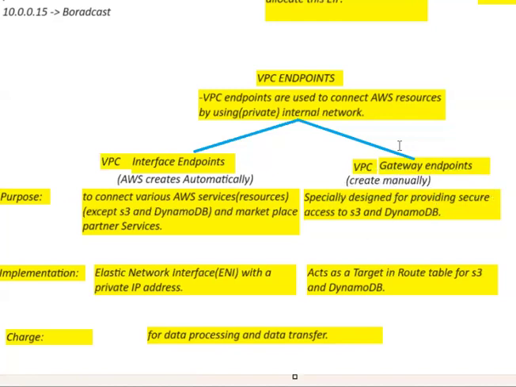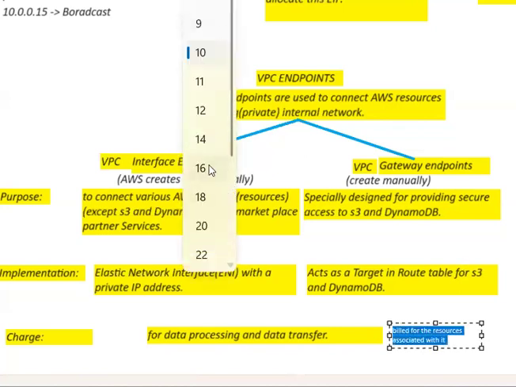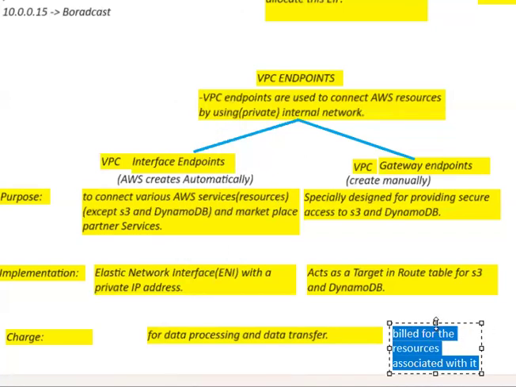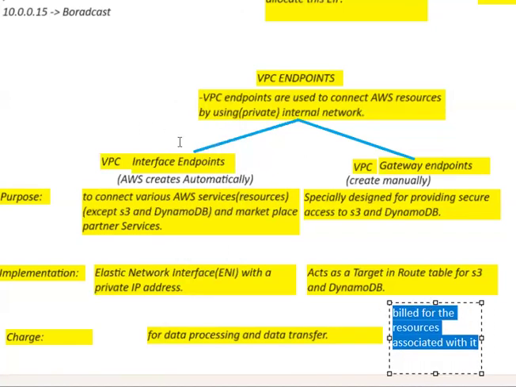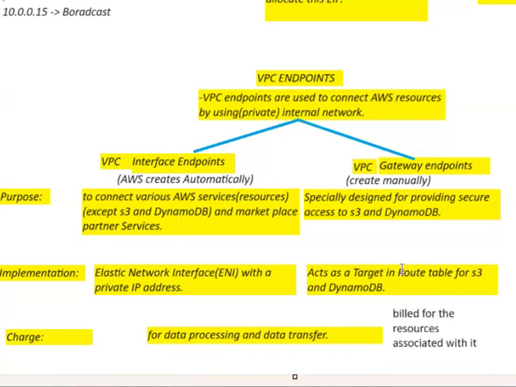Coming to charges, the VPC gateway endpoint will charge you for association as well. If you associate this gateway endpoint to any service, you will be charged. Coming to the VPC interface endpoint, it is automatically created by AWS. So this is how the VPC endpoints will be. I hope we covered the major points that we need to know.